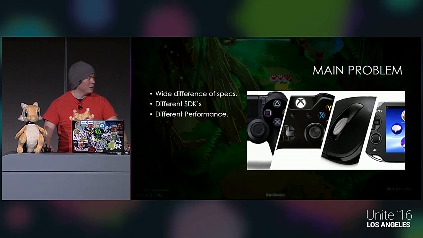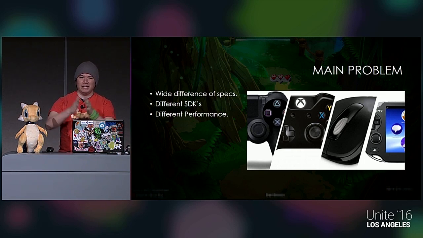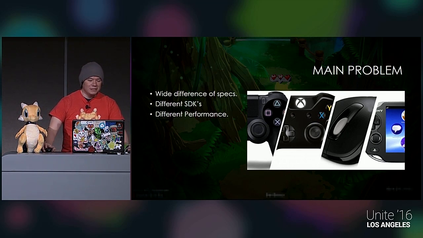So what is the main problem here? I think it is kind of obvious. The main problem here is the wide difference of hardware specs, like different SDKs, and that you need different performance on each one. So it is very well known that a PS4 is way stronger than a PS Vita. That's a huge problem, basically.